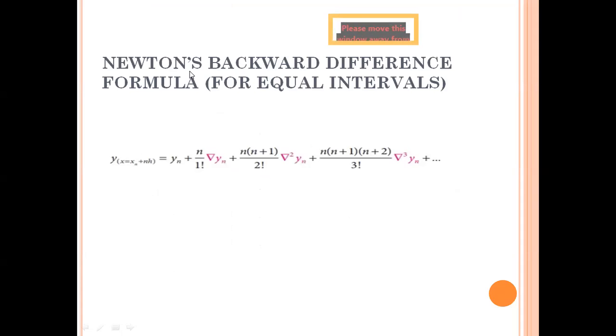This is called Newton-Gregory backward difference formula for equal intervals. y of x equals xn plus nh, is equal to yn plus n by 1 factorial del yn plus n into n plus 1 divided by 2 factorial into del square yn plus n into n plus 1 into n plus 2 divided by 3 factorial into del cube yn, and so on.